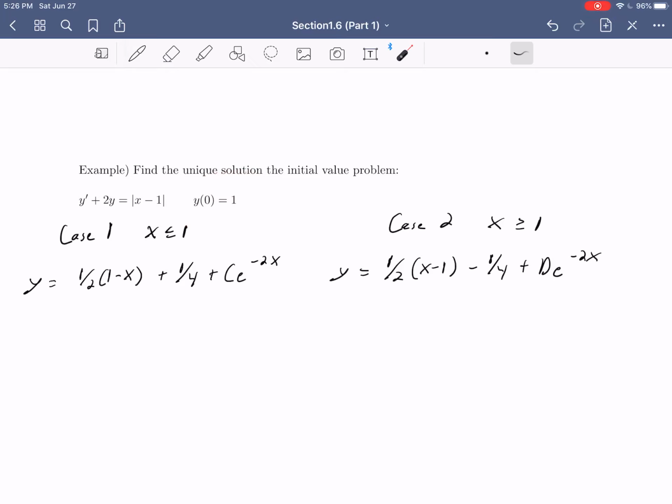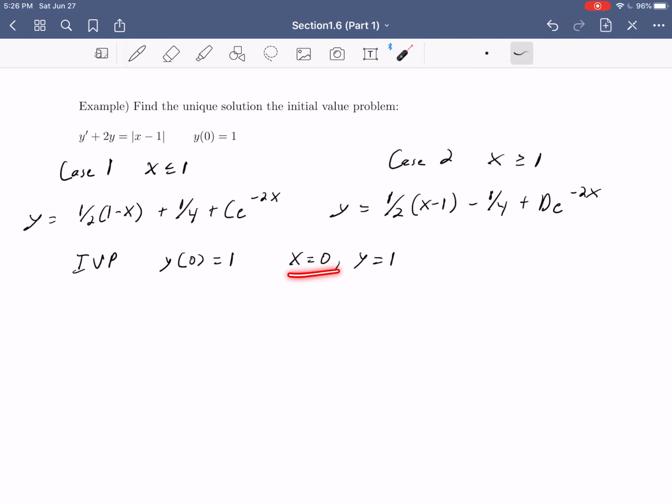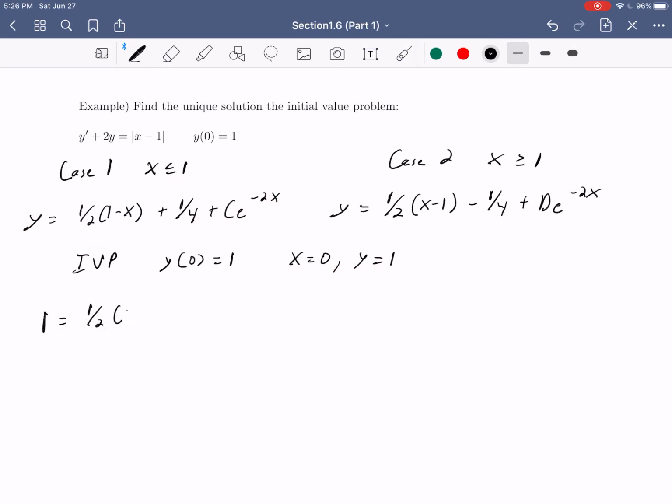Well, we need to pick out the correct case. This initial value actually occurs here for case 1. So for the initial value problem, y of 0 equals 1, meaning x is 0, y is 1. This applies in case 1. So let's plug in x equals 0 and y equals 1 in case 1. So we get 1 is 1/2 times 1 plus 1/4 plus c.